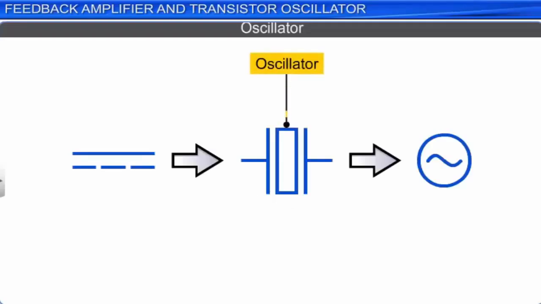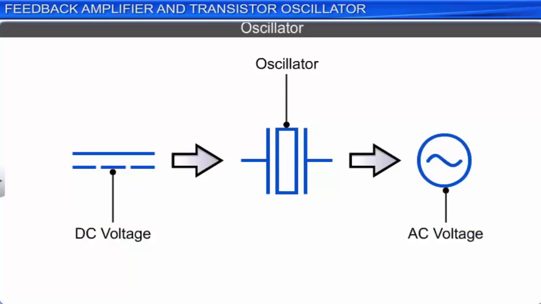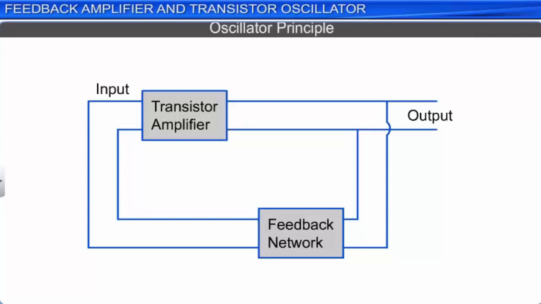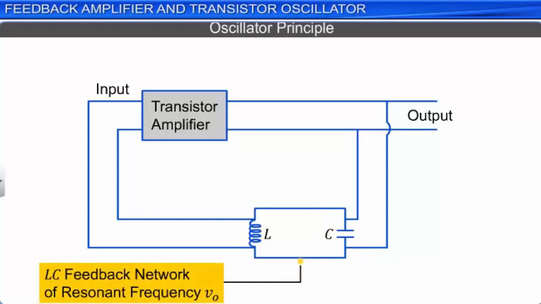An oscillator is an electronic device that converts DC voltage into AC voltage. An oscillator consists of a transistor amplifier and a feedback network that extracts a part of the output of the amplifier and feeds it back as input to the transistor amplifier. A commonly used feedback network consists of an LC circuit formed by the combination of an inductor with inductance L and a capacitor with capacitance C. This is a resonant circuit that produces an output of a particular resonant frequency.